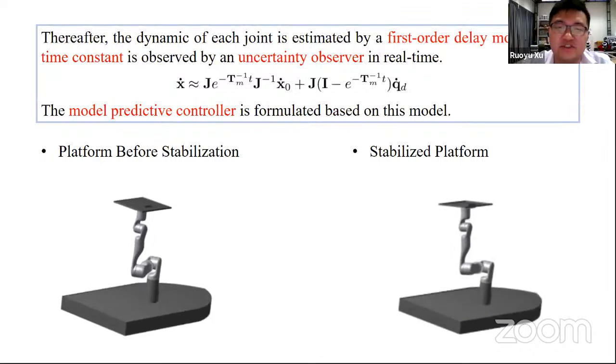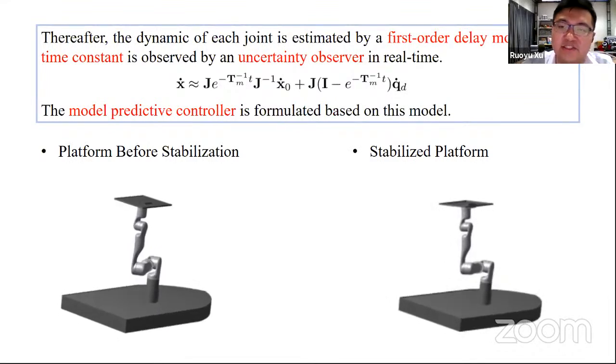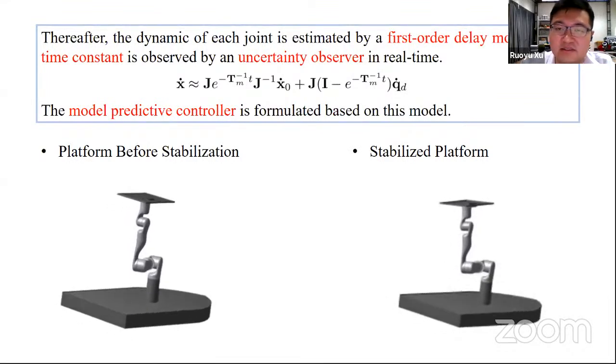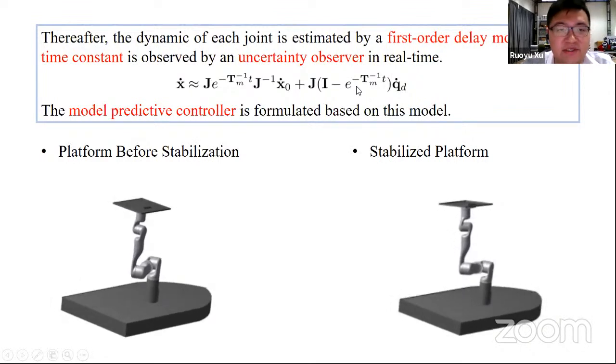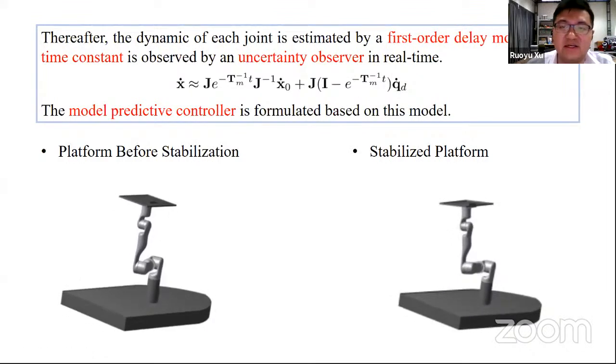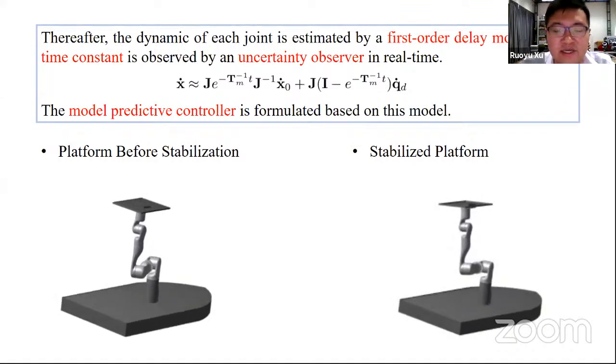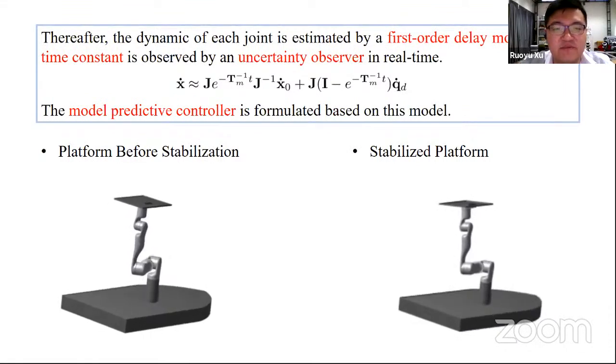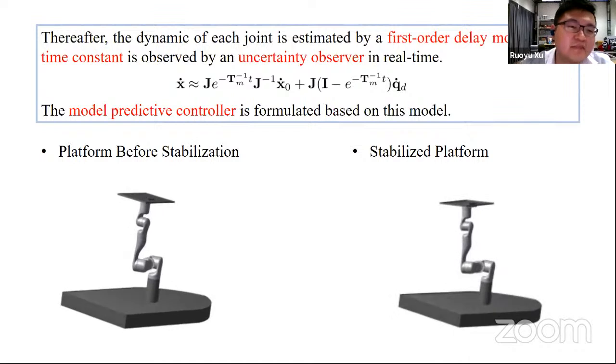The dynamic of each joint is estimated by a first-order delay model. That's exactly what we mentioned just before. And this is the model. The T_m is the time constant, which will be observed by an uncertainty observer, and it will also be updated in real time. The model predictive controller is formulated based on this model.